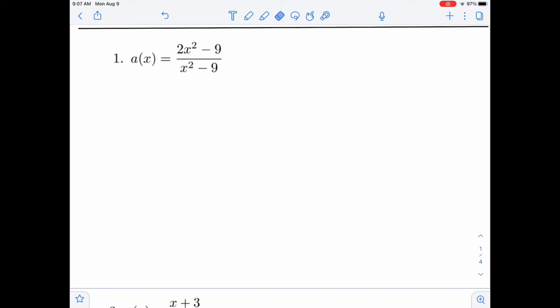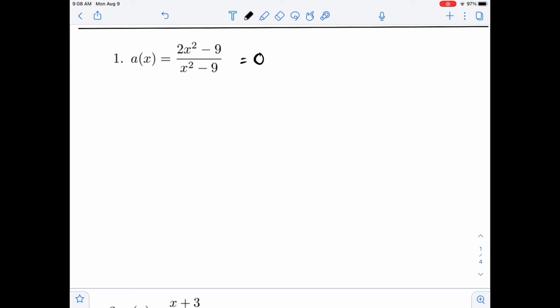Okay, so how do I start this? Well, in order to find the x-intercepts of really any function, what I'm going to do is let that function equal 0 and solve. So I'm going to let this equal 0 and then solve it. That's all that's involved in finding the x-intercepts of any function.